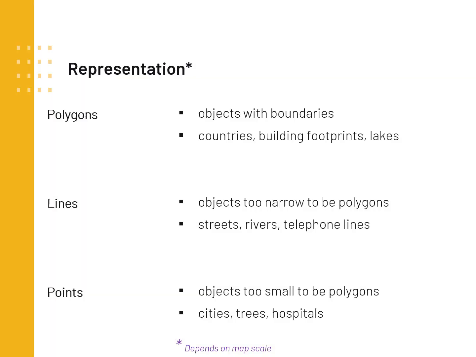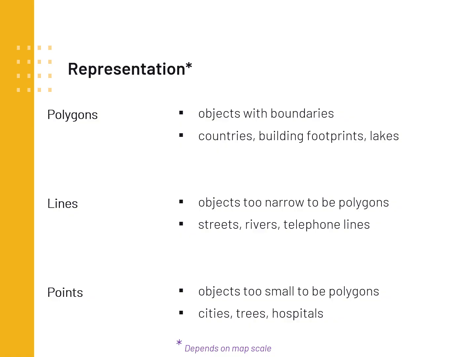So, representation. Recognize that polygons are objects that have boundaries. These could be things like countries or building footprints or lakes. Lines, on the other hand, are objects that are too narrow to be represented as polygons. Some examples of these might be streets or rivers or telephone lines. And points are objects that are basically too small to be polygons. So you may be representing cities or trees or hospitals.